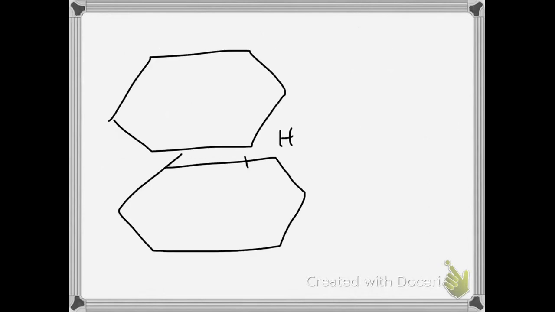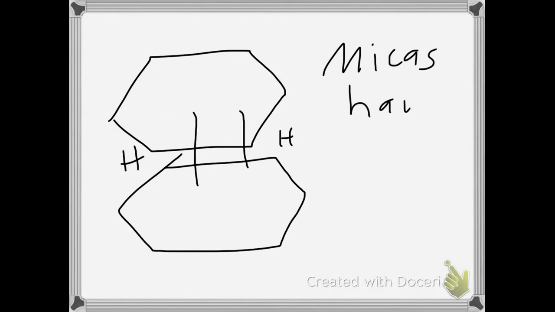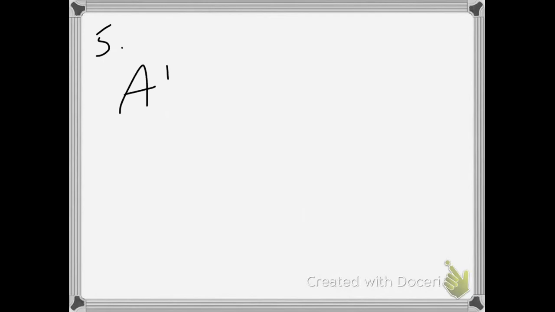And the final type of bonding that is discussed in this study guide with Doceri is the micas. Micas have this type of bond, which is indicated by the H. So you can call that hydrogen bonds or van der Waals bonds. So here's question number 5.